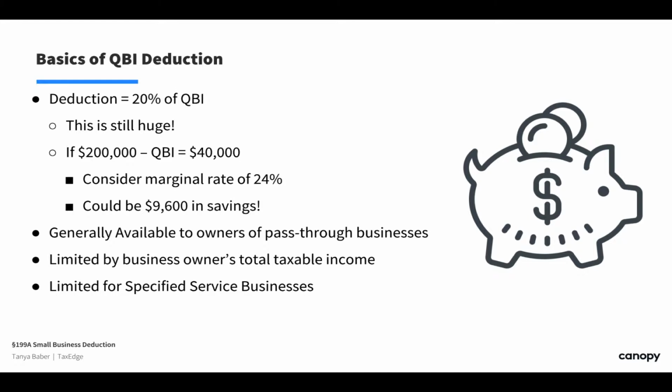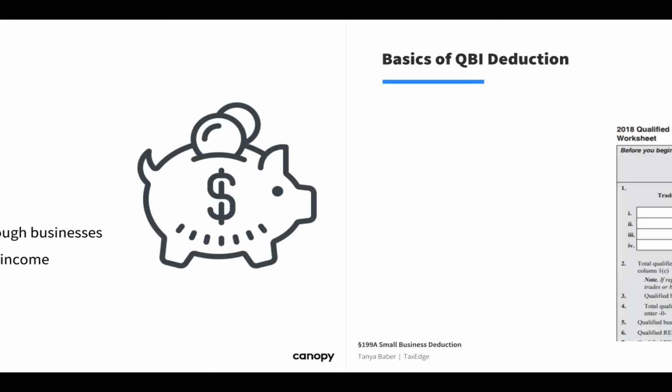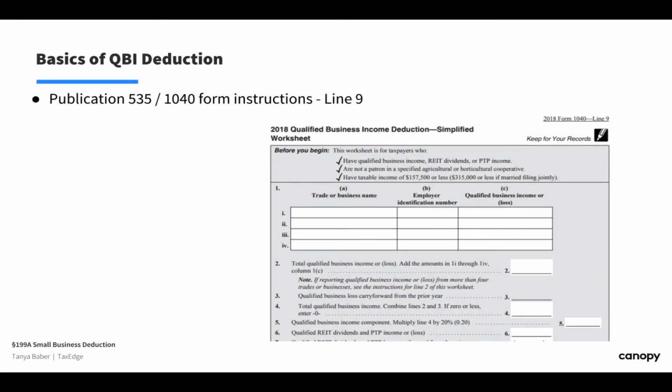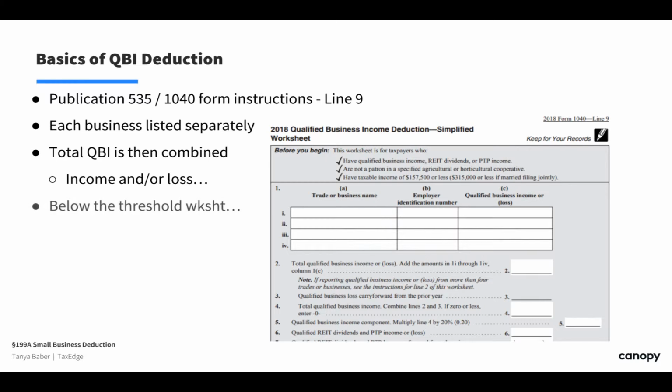So if we look at some real basics of this, again, I mentioned that Publication 535. They also, within the actual 1040 form instructions, talk about what to do about line 9. If you're doing some tax programs, have it looking similar, some of them do it on the side, but we have a worksheet that helps us to figure out what goes on line 9. Each business is listed separately, and then the total qualified business income is combined. Income and loss, by the way, so losses get subtracted and income is added. And this is used if they're below the threshold, and we'll talk about what that threshold is. So if somebody's below that income threshold, they can use this simple worksheet.